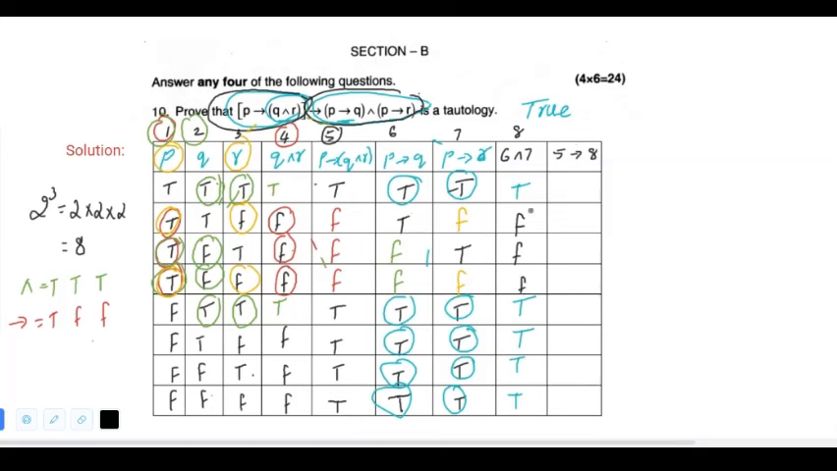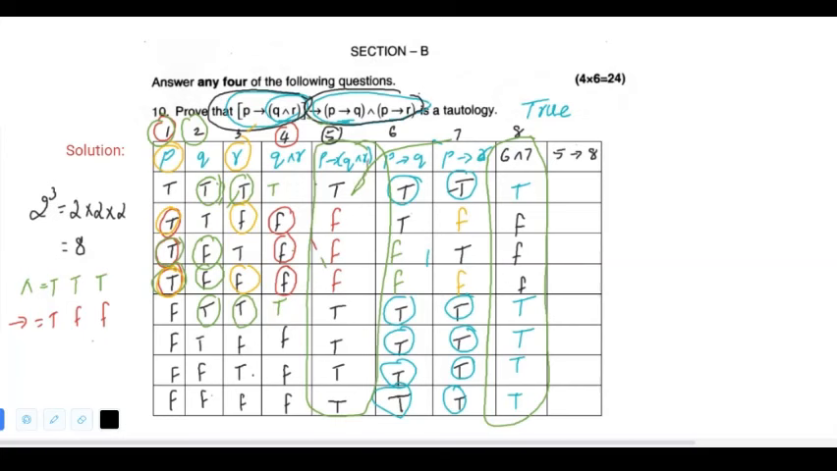So the last one is 5 implies 8. That means we are going to check the whole final answer. We'll be checking column 5 with column 8. In these two columns we check the final answer, that is 5 implies 8. We have to check for the condition TF is F, and the remaining will all be true. We have to check for T and F.